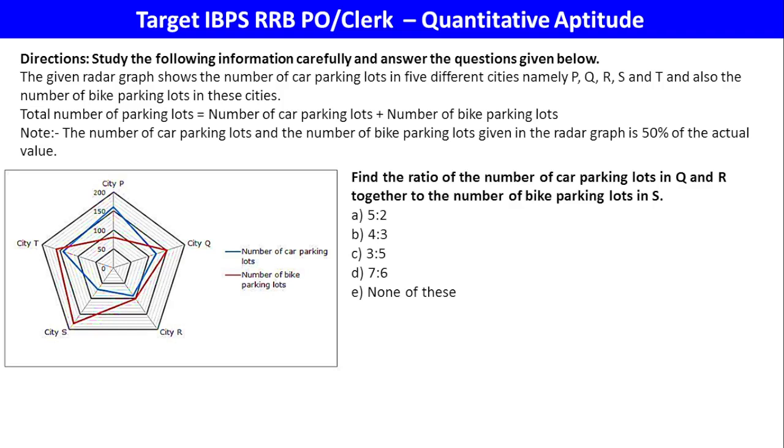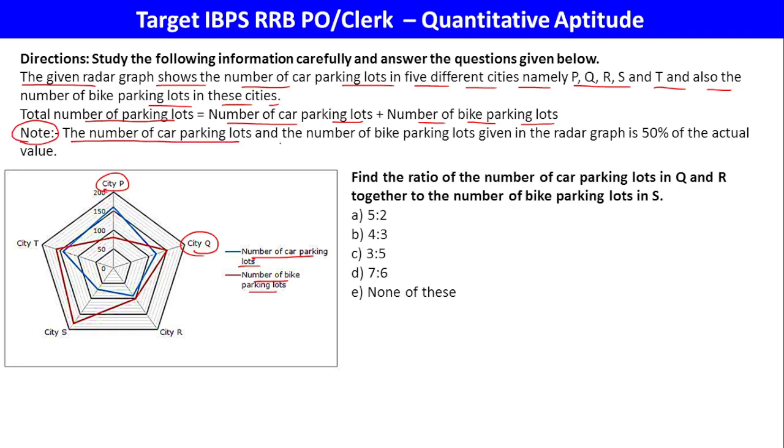Information ichanu, a given radar graph shows the number of car parking lots in cities, and also the number of bike parking lots in these cities. Right? Car parking lots, alage bike parking lots, different cities lo mention chesanu. Total number of parking lots is car parking lots plus bike parking lots. Then ikkada note point okati mention chesaru chudandi.